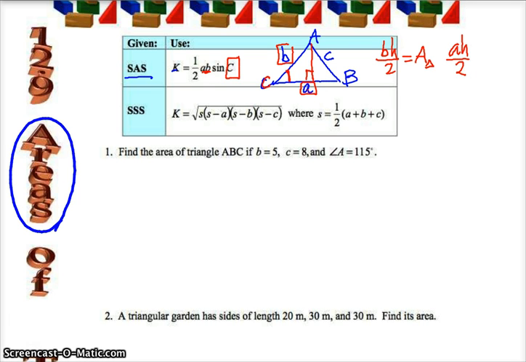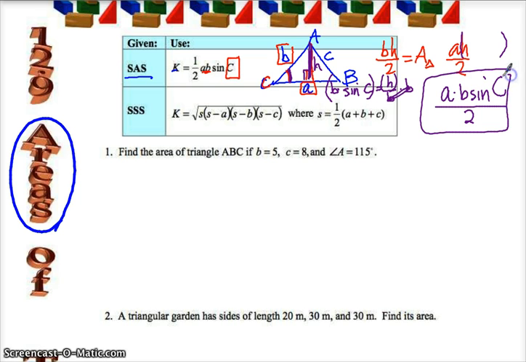Our height can be calculated by using SOHCAHTOA. Here's our hypotenuse, here's our height right here, and here's this angle that was given. So how can we find the height? Sine of angle C equals height divided by hypotenuse. Solve for my height, so I multiply each side by B. So my height equals B sine C. I'm replacing height with B sine C, so that's A times B sine C divided by 2.